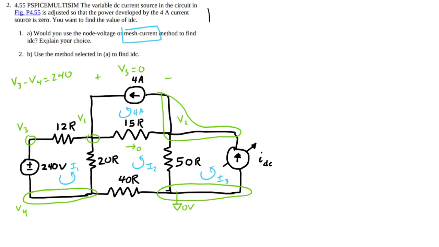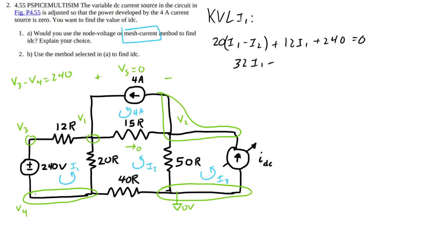Say that KVL for I1, we're going to start there. 20 I1 minus I2 plus 12 I1 plus 240 equals 0. So we can say that 32 I1 minus 20 I2 equals negative 240.